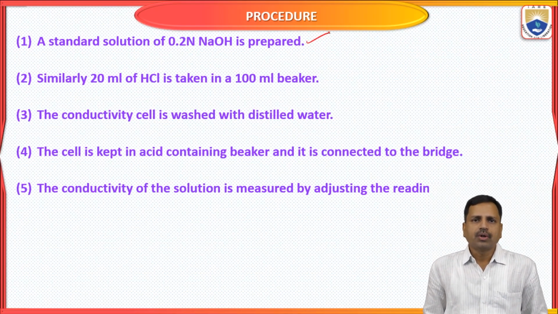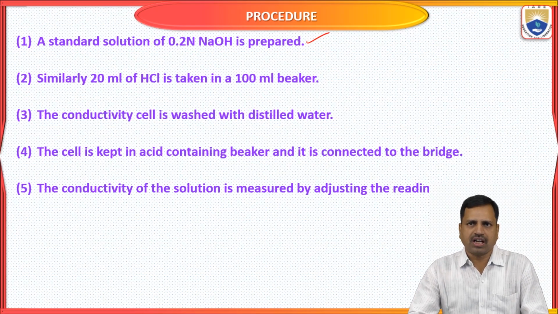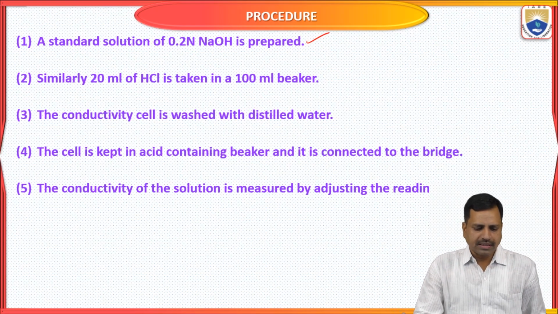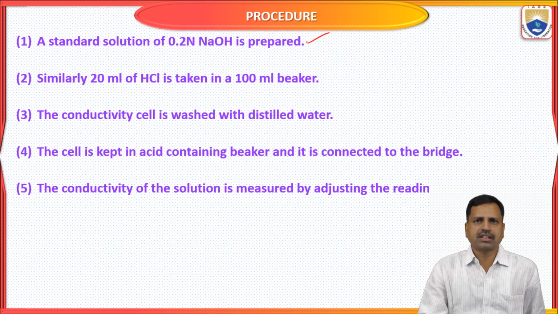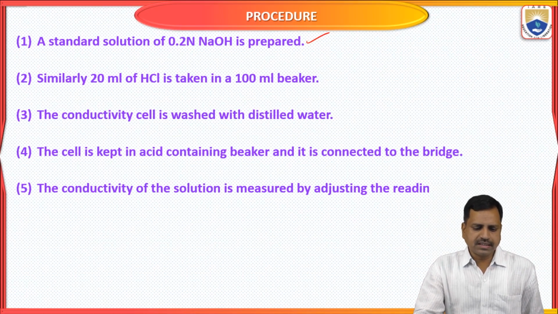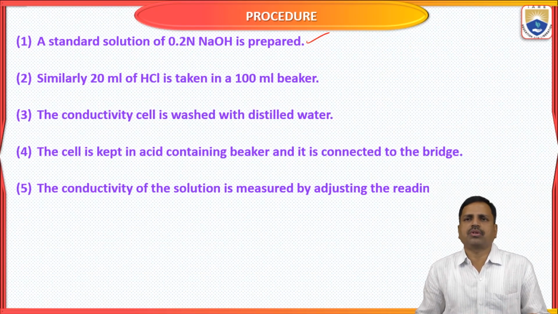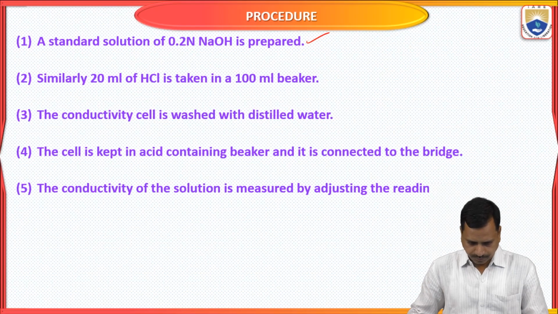Similarly, 20 ml of HCl is taken in a 100 ml beaker. The conductivity cell is washed with distilled water. The cell is kept in the acid-containing beaker and it is connected to the bridge. How will we connect it to the bridge? I will show it in the video. The conductivity of the cell is measured, adjusting the reading.